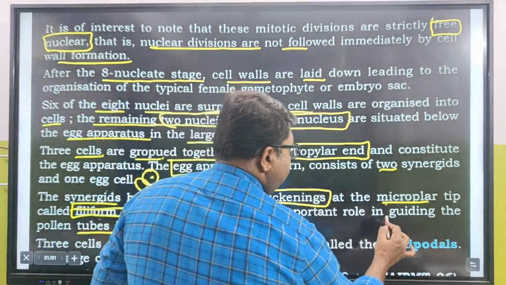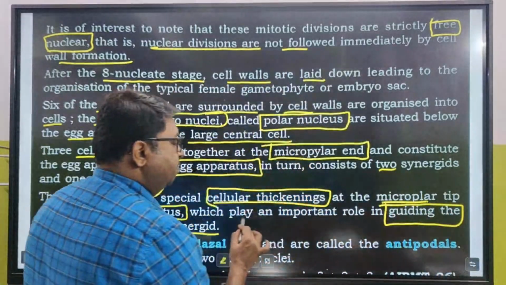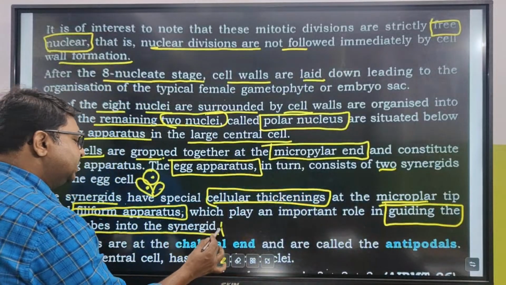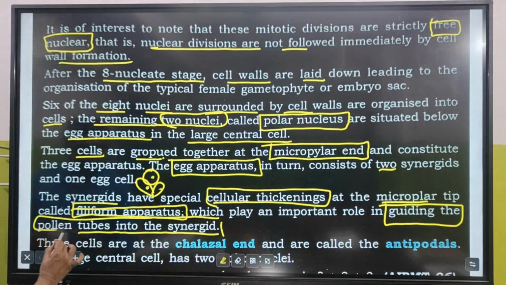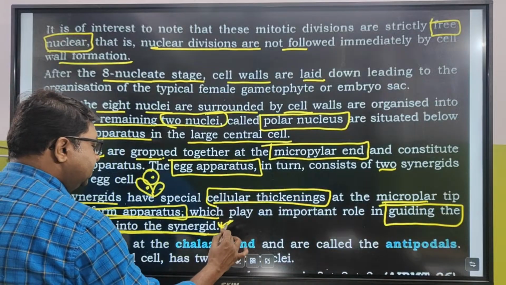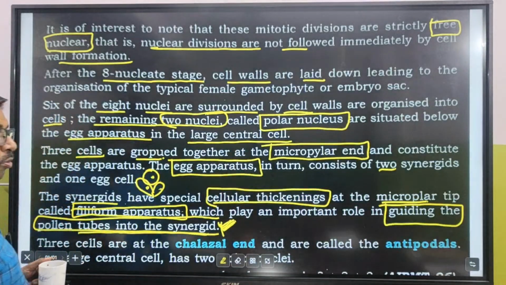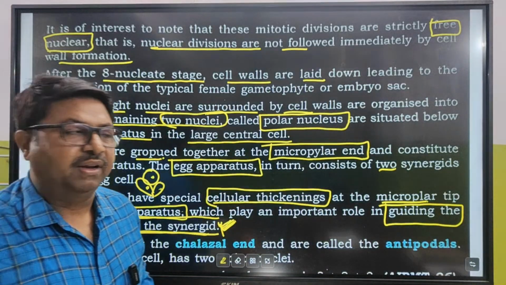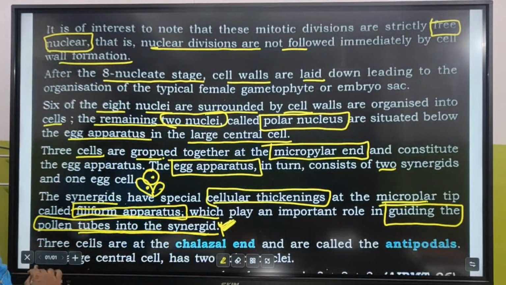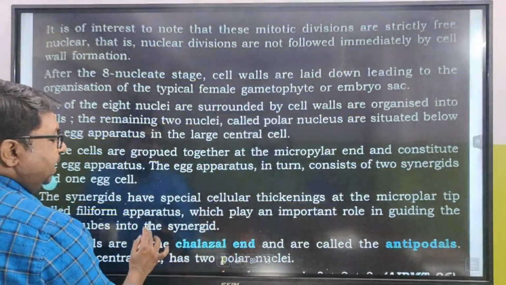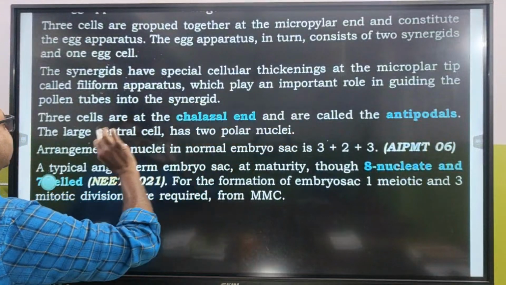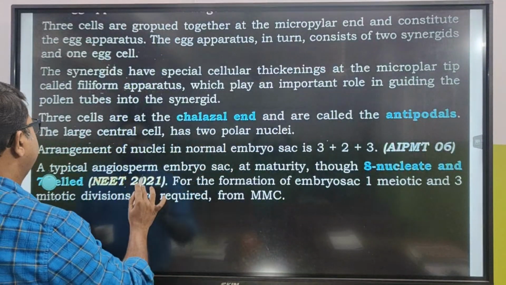This is a very, very important concept. So the filiform apparatus guides the pollen tube to enter inside the synergids. It guides the entry of the pollen tube inside the synergids. It's a very, very important concept. Now 3 cells at the chalaza. What are those called? Antipodal cells. The large central cell has 2 polar nuclei.